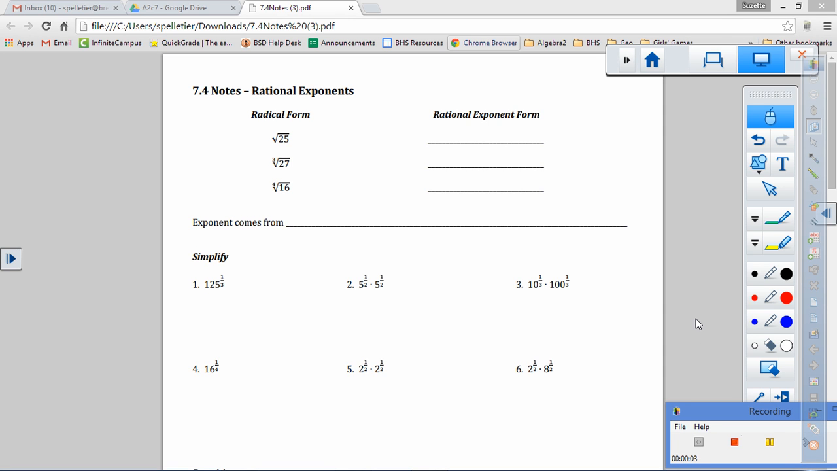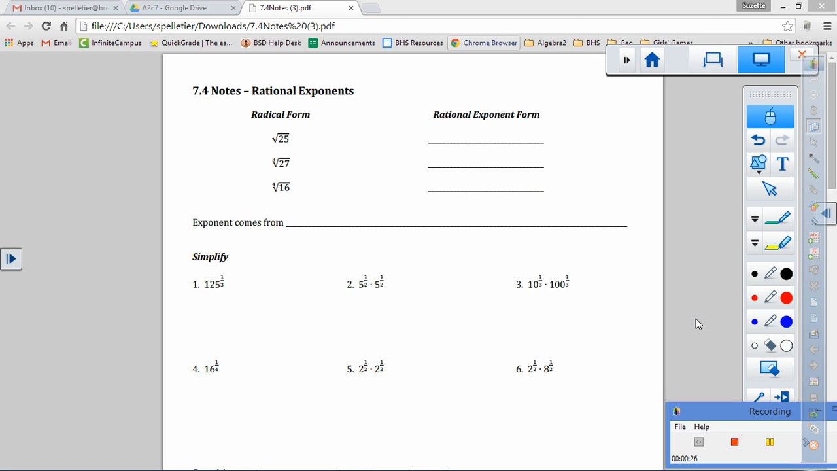Okay, 7.4 Rational Exponents. This lesson is going to take us into rewriting radicals into their rational expression form and then simplifying them in that form, okay? As we go through the lesson, I'm hoping you're going to start thinking about some connections between this and some math that you may have seen in the past.